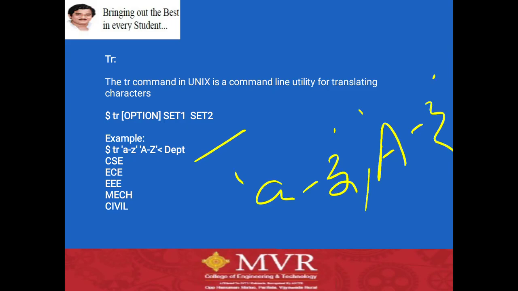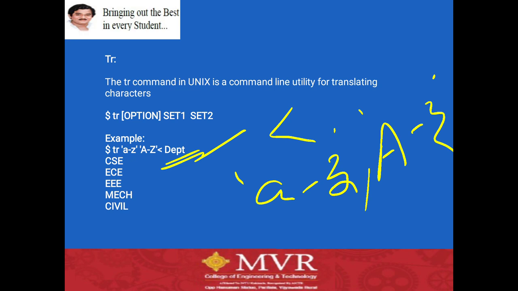So here you need to remember two things: there should be a space between these two sets, and they should be enclosed between single quotes. That is the important thing we need to remember. After that, there is a less than symbol also that I have used. That is, we are feeding the input from which file? The department file.